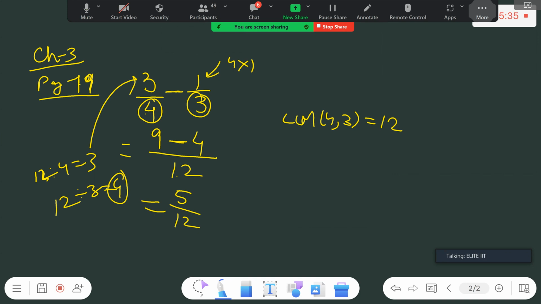So always remember to check one thing after finding your value. Check whether you can further reduce it to the smallest form or not, isn't it?